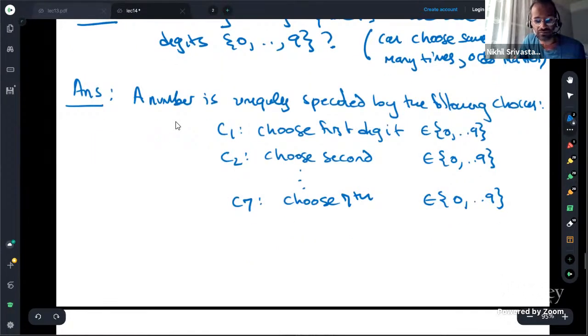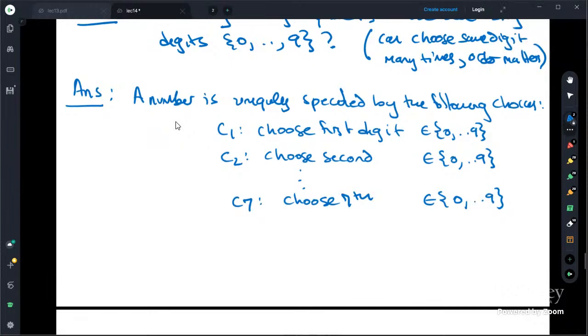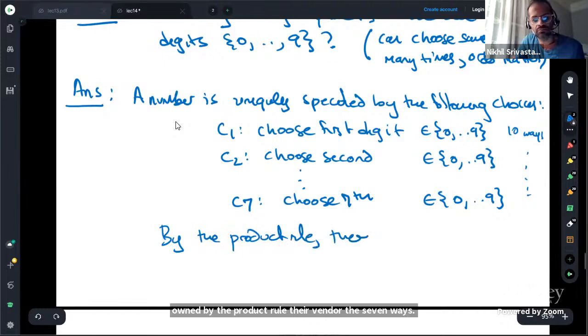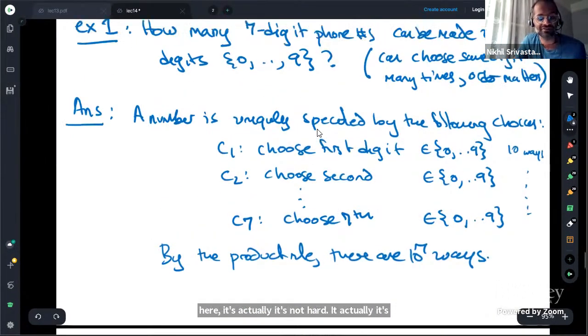So this is actually kind of boring. What's the total number of ways to choose such a number? It's 10 to the power of 7, because there are 10 ways for each of these steps, since there are 10 digits. And by the product rule, there are 10 to the 7 ways. So there's nothing new here. It's not hard. It's actually easier if you allow repetitions.